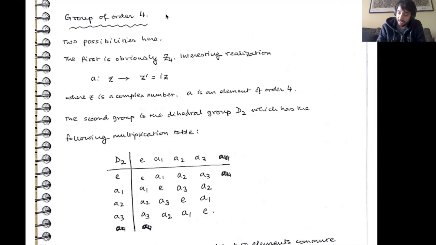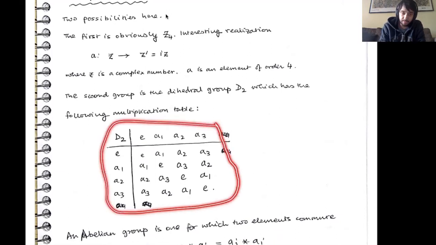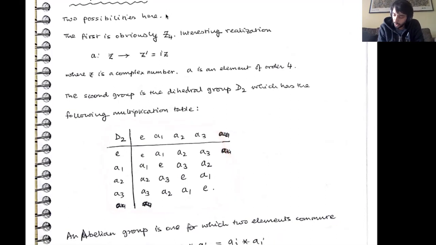Where obviously Z is a complex number, and A here is going to be an element of order 4. The second group is interesting. It's called the dihedral group D2, and it has the following multiplication table. So this is the dihedral group. We'll have a little more to say about this later.